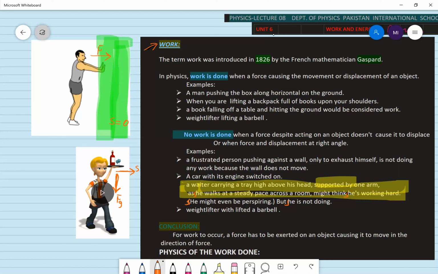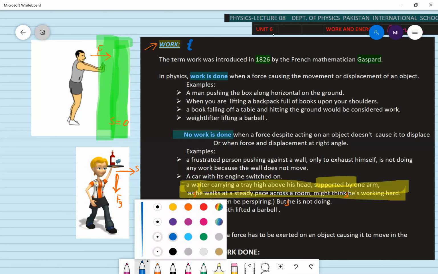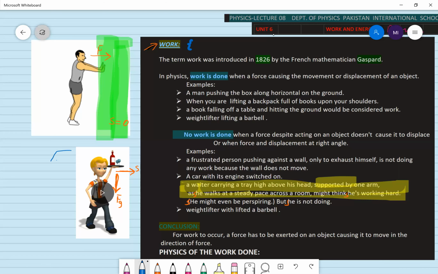The gravitational force does not do work on it. Why? Because the displacement is in this direction and the force is in this direction, and for work they must be in the same direction, right? Later on I'll tell you one important concept of work done, why this happens. The reason is very simple. There is no work done in that case. I just want to refer to this case.